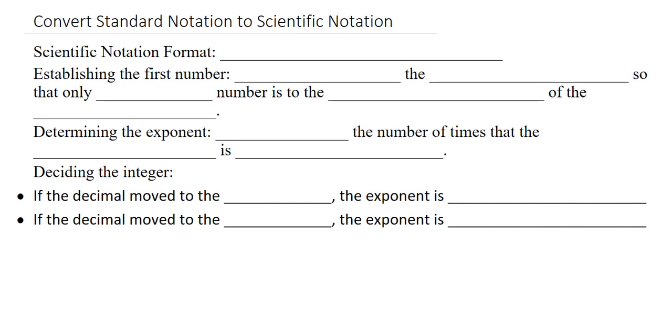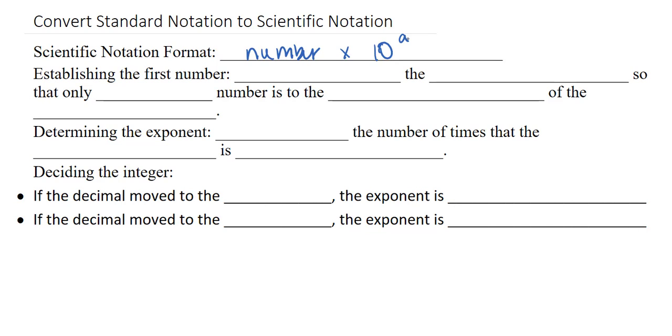Convert standard notation to scientific notation. So the scientific notation format, as we saw in the last video, is a number times 10, that's our base number. And then we have an exponent, which would be to some kind of power, and we're just going to show it as a.